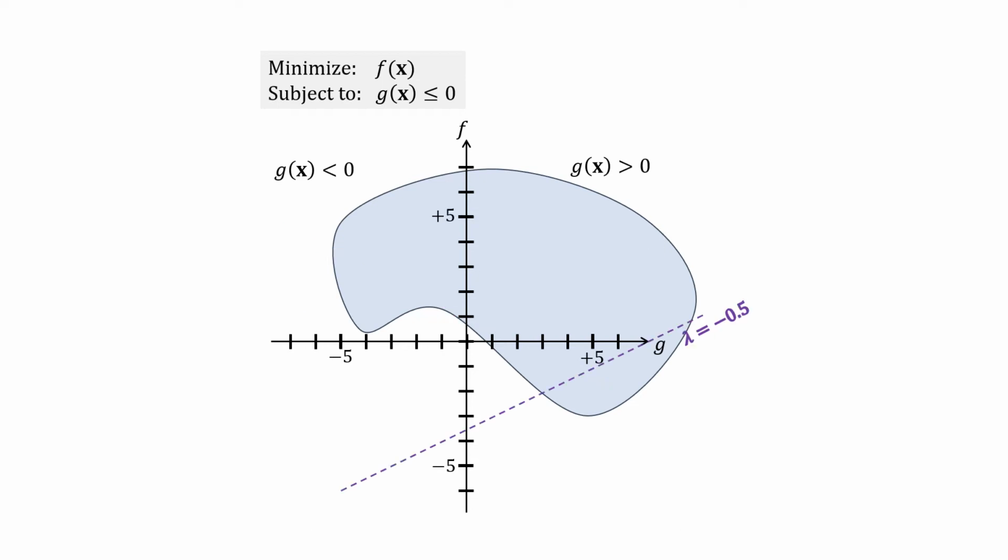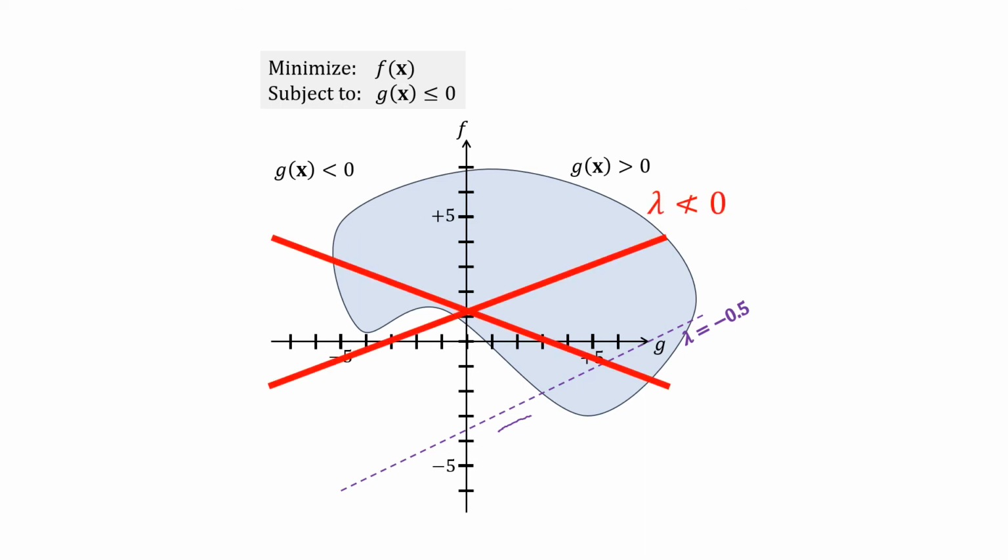This contour corresponds to when lambda equals negative 0.5. However, note that lambda can never be negative, so this is disallowed. The straight line contours that we are allowed to draw will always have negative slopes.